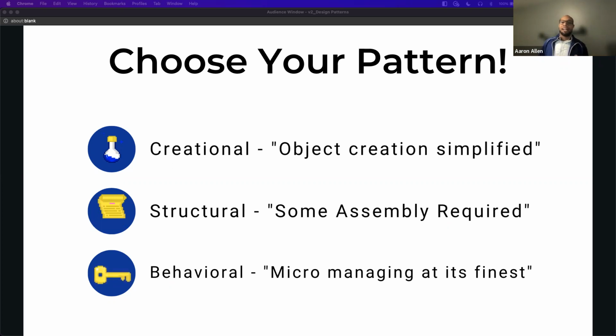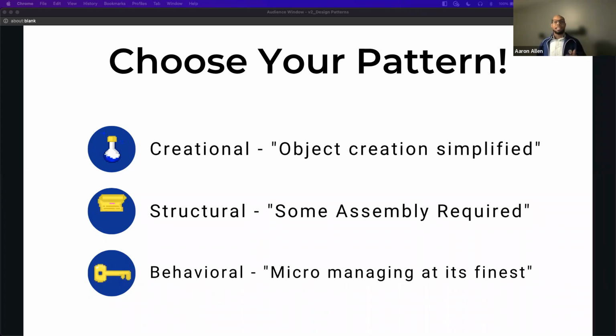All patterns can be categorized by their intent or purpose. There are 3 categories. First, the creational patterns, which provide object creation mechanisms that increase flexibility and reuse of existing code. Structural patterns, which explain how to assemble objects and classes into larger structures while keeping these structures flexible and efficient. And then finally, behavioral patterns. These take care of effective communication and the assignment of responsibilities between objects.